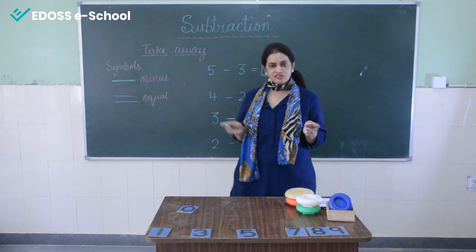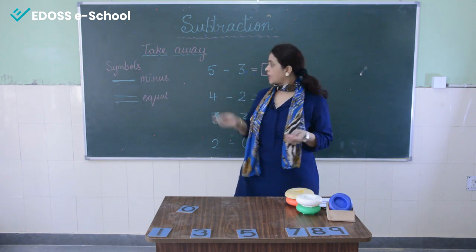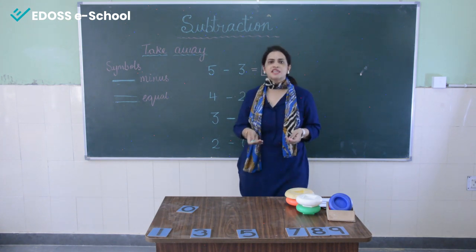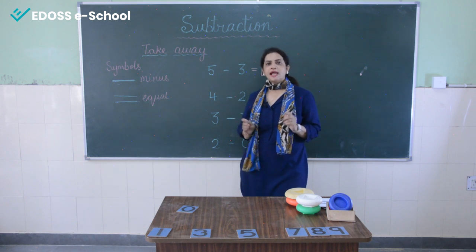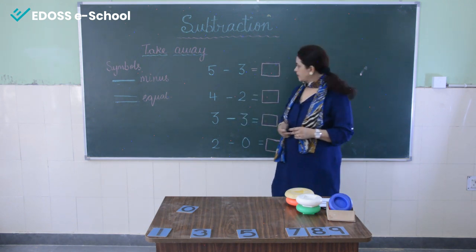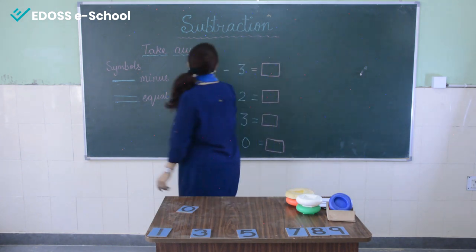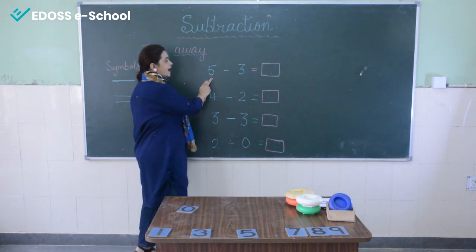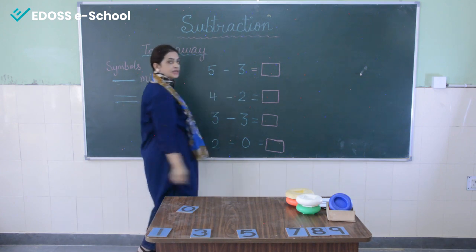Now you can get ready with your notebooks and pencil. We are going to solve some subtraction statements on the board with the help of drawing objects. Okay, just see how I am doing. So what is the first statement? It reads as 5 minus 3.